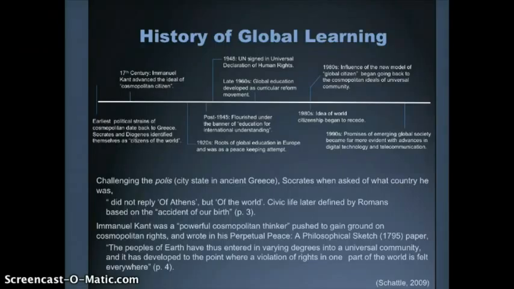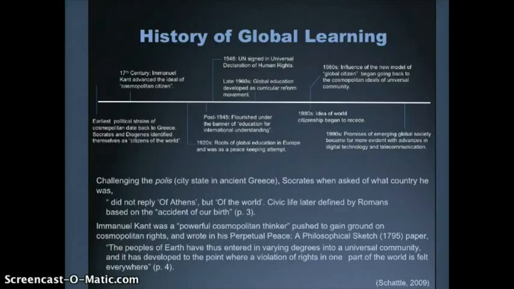You see a lot of programs that developed internationally based on global learning and global thinking at that time. In 1948, with the UN signing of the Universal Declaration of Human Rights, we saw the advancement of these programs further. And then in the late 1960s, global education developed as a curricular reform movement, being integrated into more curriculums and more institutions more broadly across the US and beyond.